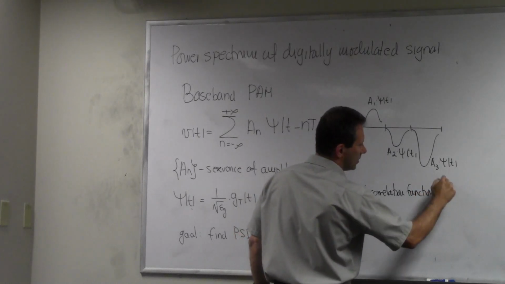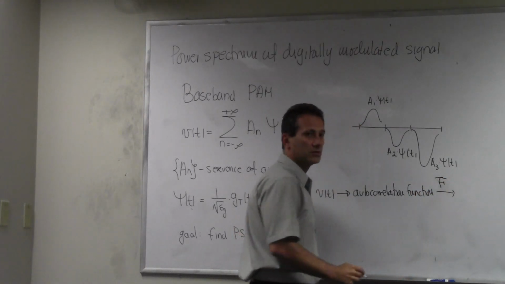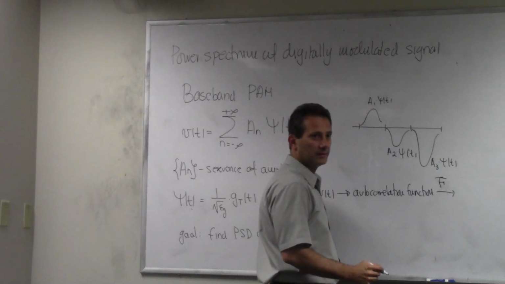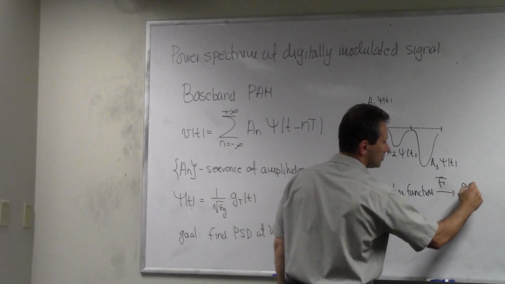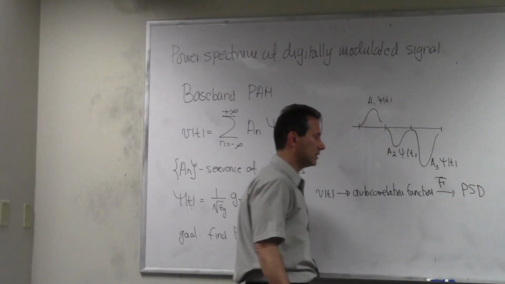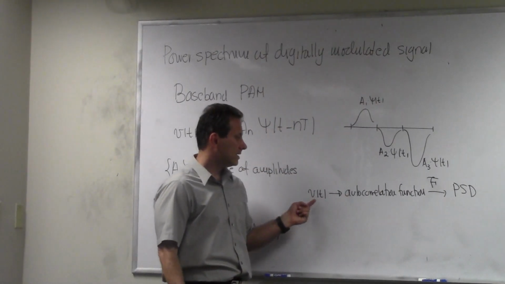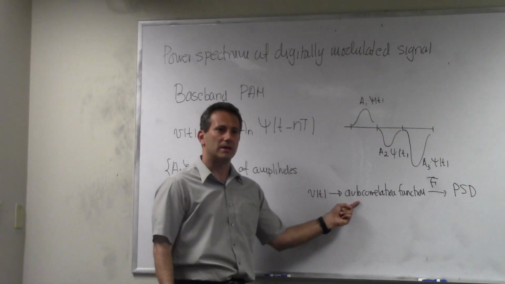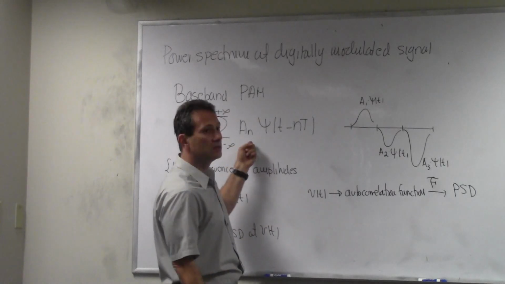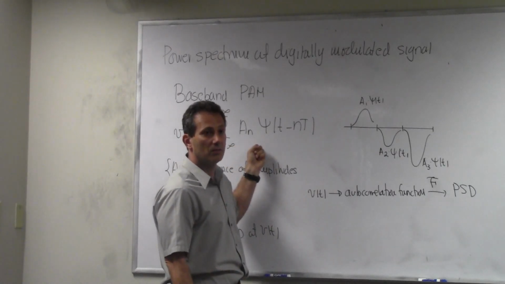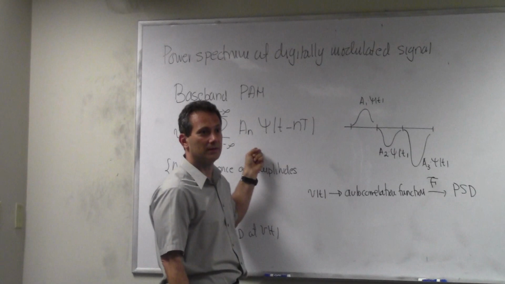And then when I take the Fourier transform of the autocorrelation function, what do I get? Power spectral density. Remember, those two are our Fourier transform pair. Why am I working it this way? Can I take the Fourier transform of this directly? No, because this is a random signal, right?